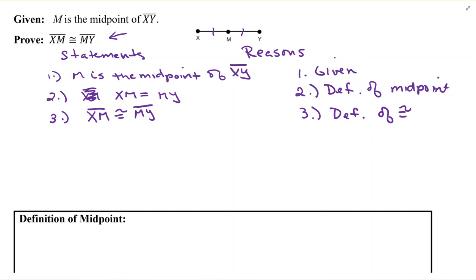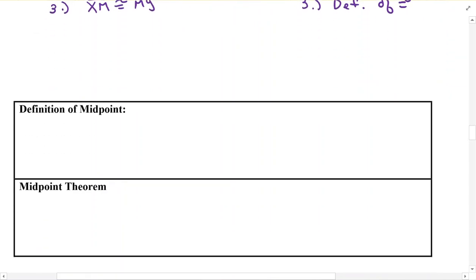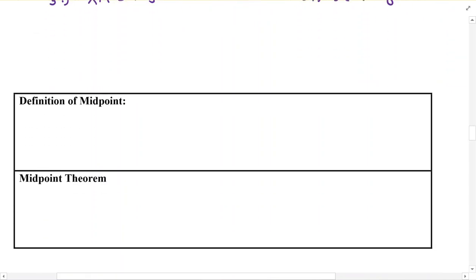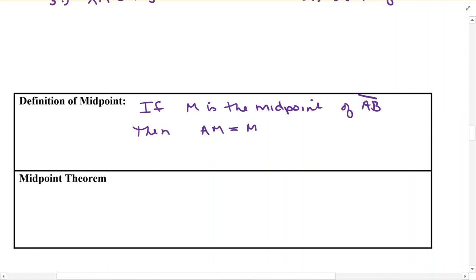But in this proof right here, we use the definition of midpoint, and the definition of midpoint is if M is the midpoint of segment AB, then AM equals MB. So we have this picture here, A and B, midpoint M, and that is equal to that.